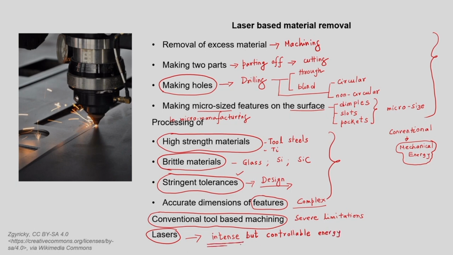So, these two important characteristics, that intense energy that we are getting, and moreover it is controllable, can solve all these problems. We can go for processing of high strength materials, we can process brittle materials because it is a non-contact, tool-less process, and we can achieve stringent tolerances because we can control the process and the site of application. We can achieve accurate dimensions for complex features. So, with this, lasers are finding huge, wide applications in material removal.